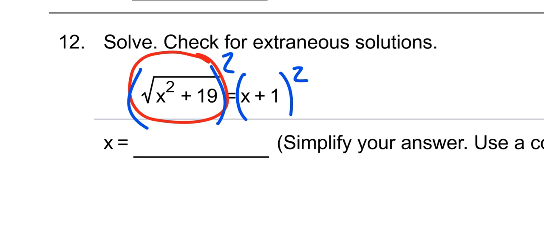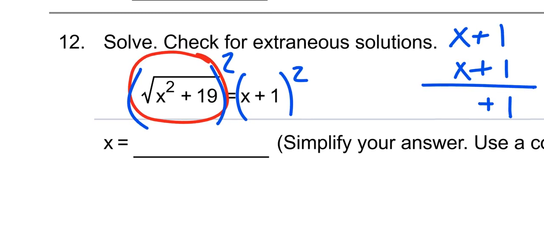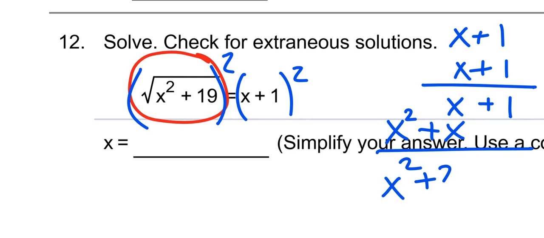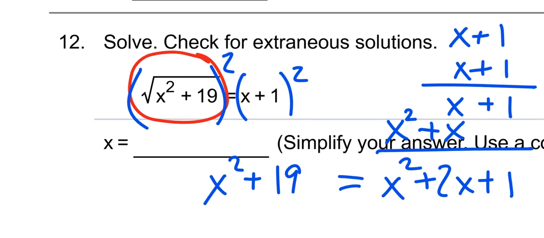Of course, that one side is x plus 1 times x plus 1, which would be 1, x, x, and x squared. So I would get x squared plus 2x plus 1. And then on the other side, when the square and the square root cancel out, I get x squared plus 19.